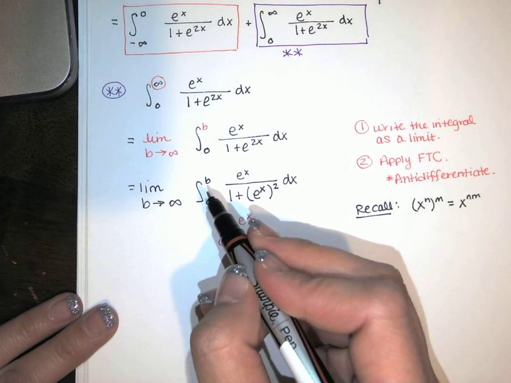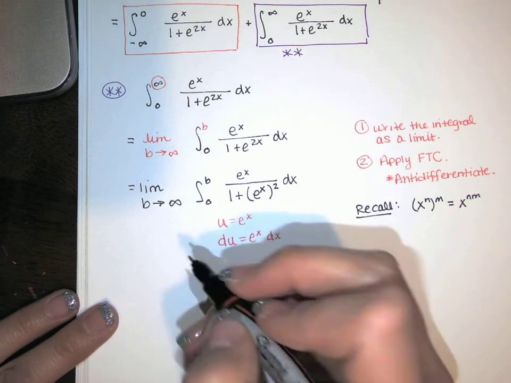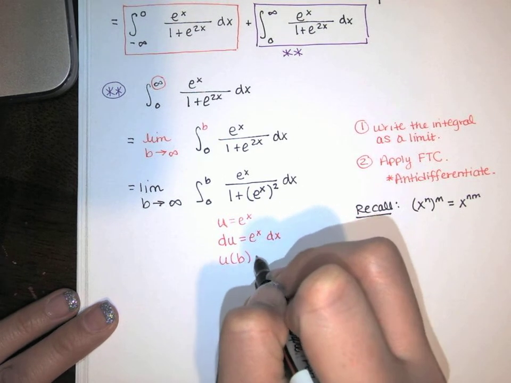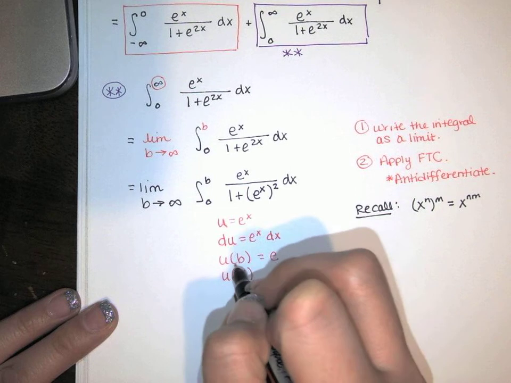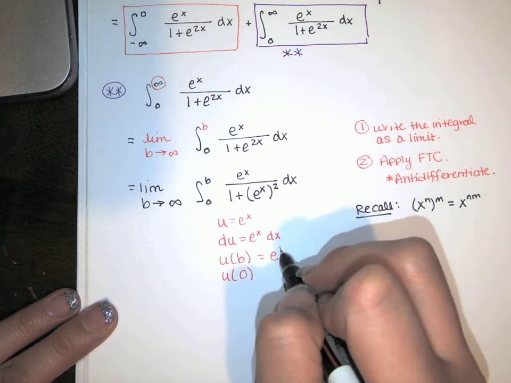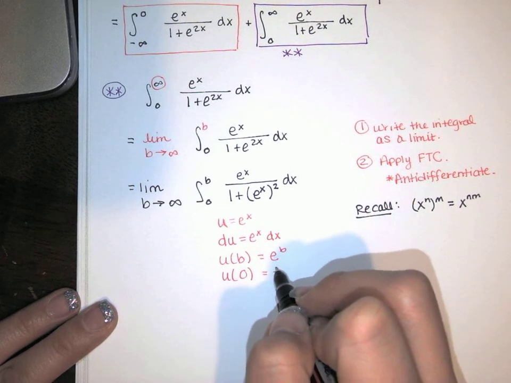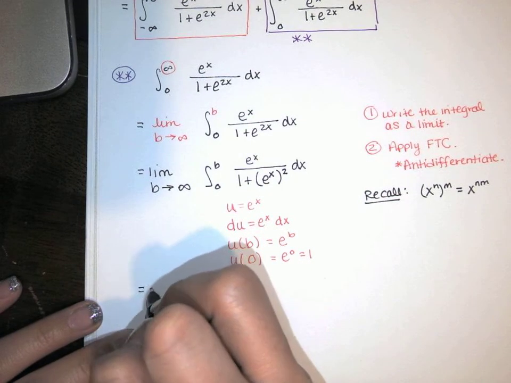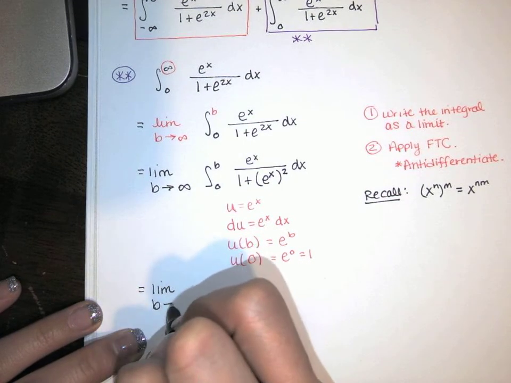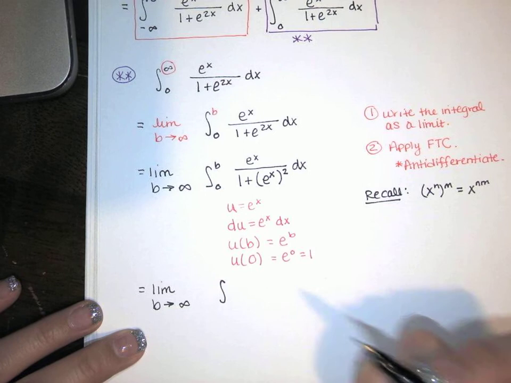I also need to plug in x equals b and x equals 0 to get new bounds. When x equals b, u equals e to the b. When x equals 0, u equals e to the 0, which is 1. So this is the limit as b goes to infinity of this new integral.